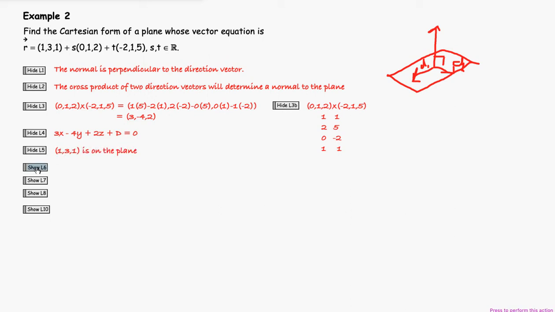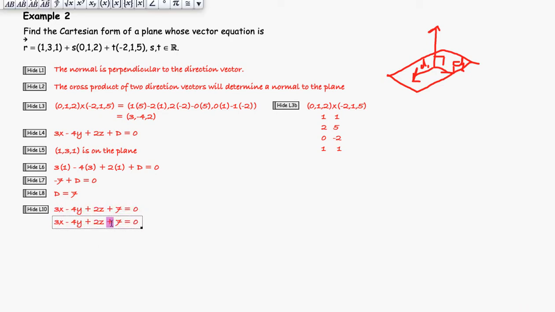So 1, 3, 1 is on the plane. 3 times 1 minus 4 times 3 plus 2 times 1 plus d is 0. That's going to give 3 minus 12 plus 2. So 3 plus 2 is 5. 5 minus 12 is -7. -7 plus d is 0. That's going to give us that d is 7. And plugging that back into there, we now are going to have 3x minus 4y plus 2z plus 7 is 0. Alternately, as I had done on the previous example, we could also write equals -7 if we choose to write it that way.